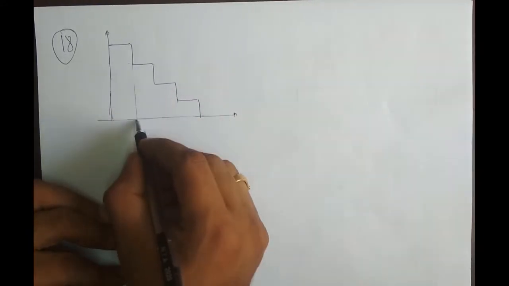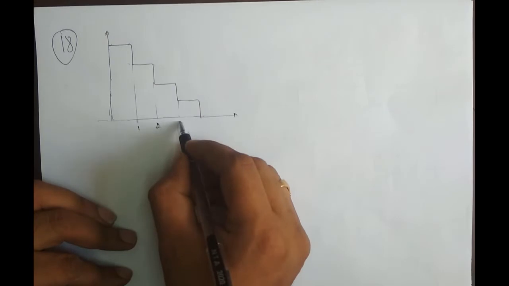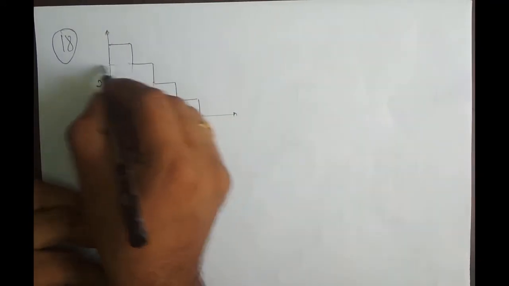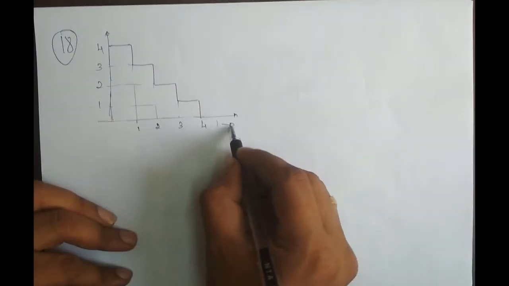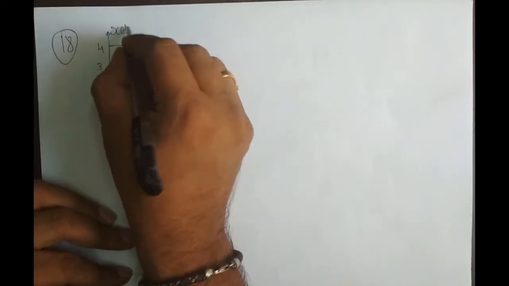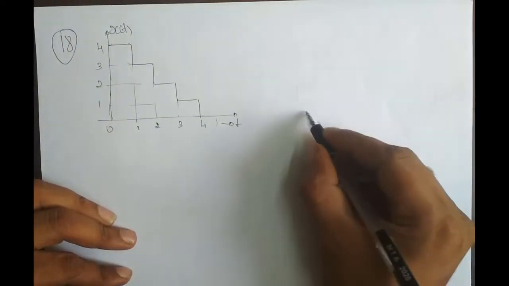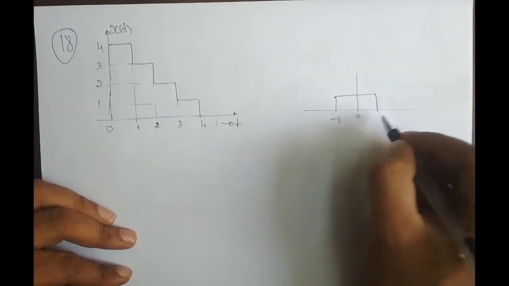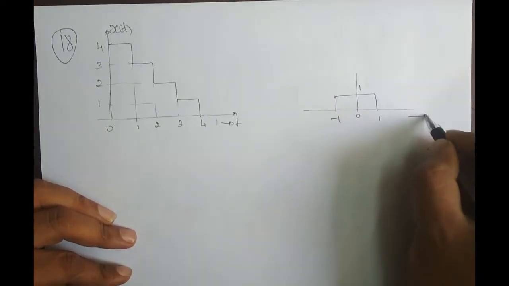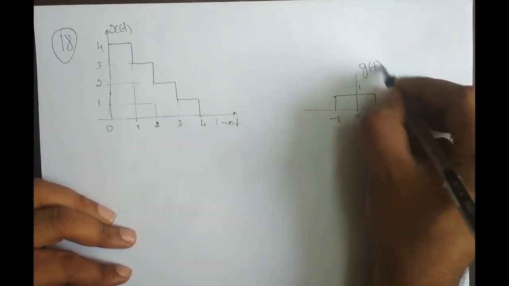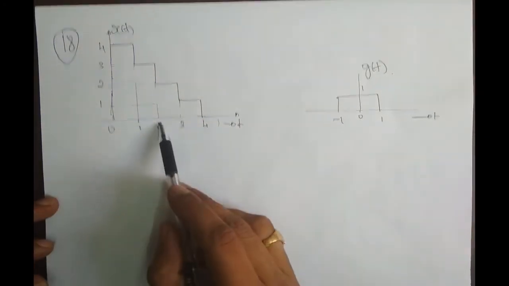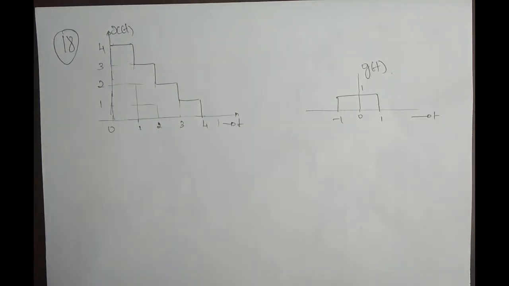So this is 1, 2, 3, 4. This is 1, this is 2, this is 3, and this is 4. So this is t and this is x of t. But I'll change g of t. So g of t is varying from -1 to 1 and its amplitude is 1. So this is t, g of t. Okay. So the aim here is to express x of t, this signal, in terms of g of t.